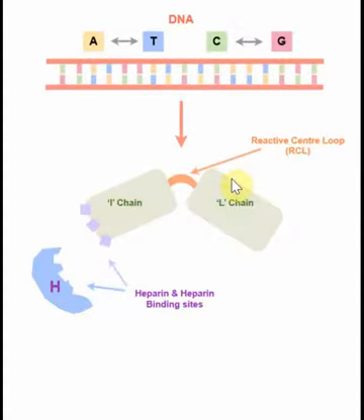Today we'll be looking at how antithrombin as a protein acts in the body and where it comes from. Antithrombin is made from DNA. The four basic subunits of DNA are called nucleotides. These nucleotides can be seen here: A, T, C, and G.